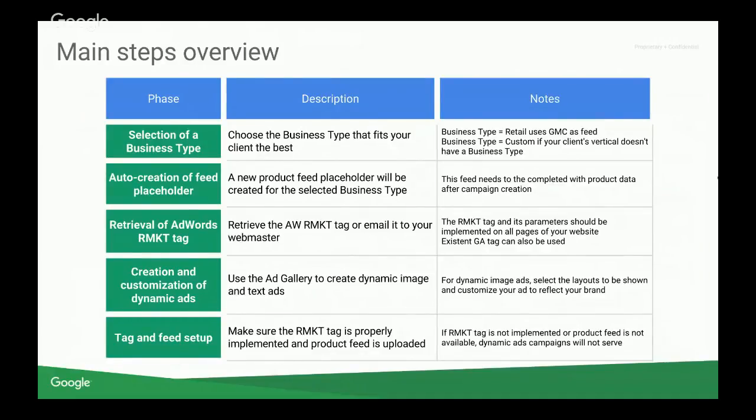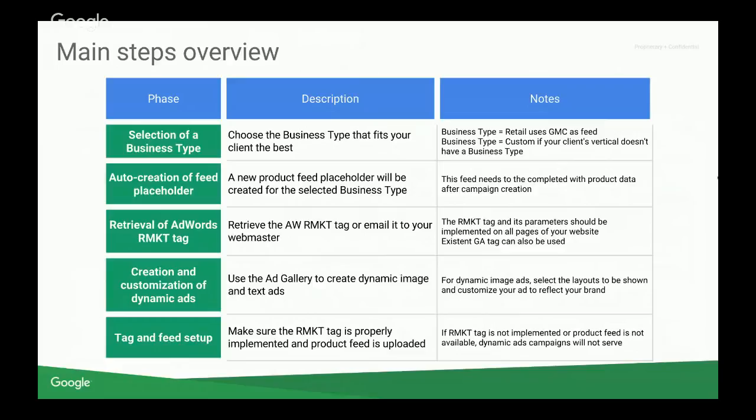So yeah, this is pretty much, let's say, a summary of the phases and what you need to do in terms of setting up your dynamic remarketing campaigns. So number 1 would be selection of the business type. You would have to choose the business type that fits your client the best. Then you have the auto creation of the feed placeholder. Even though the feed was created, you still need to implement all the necessary details about your products.